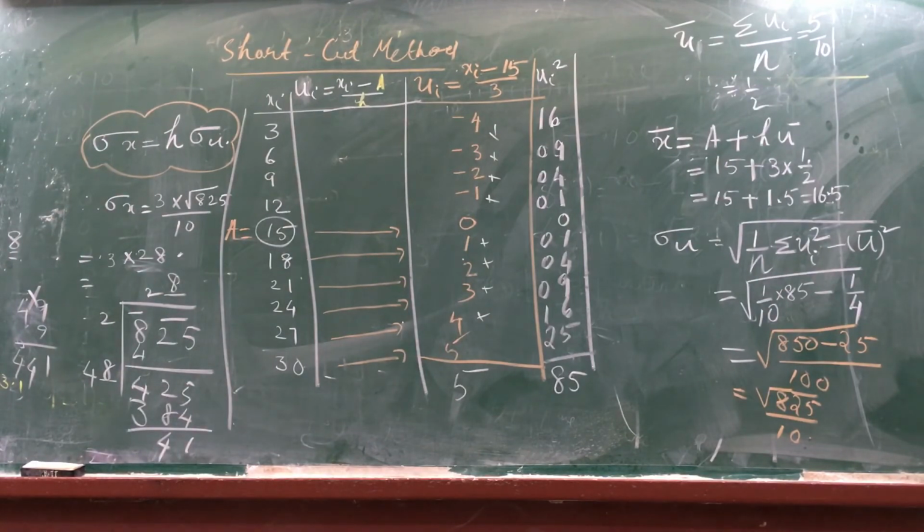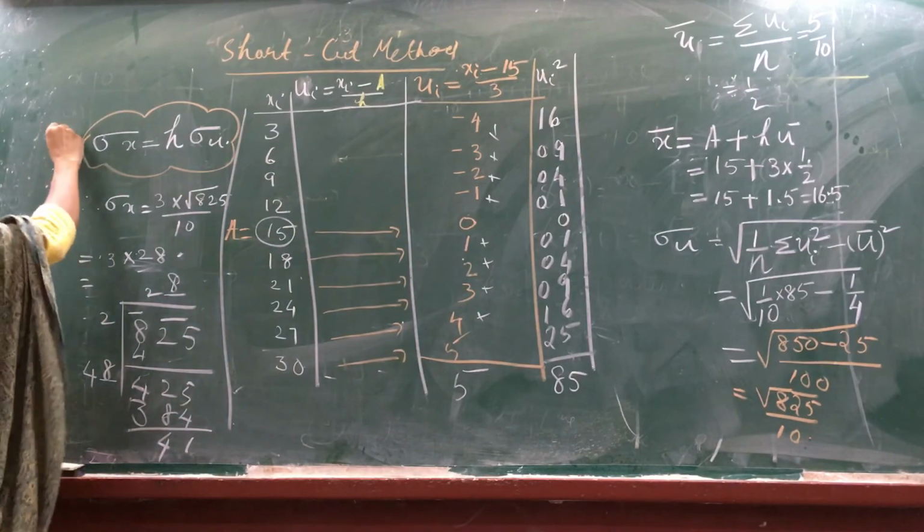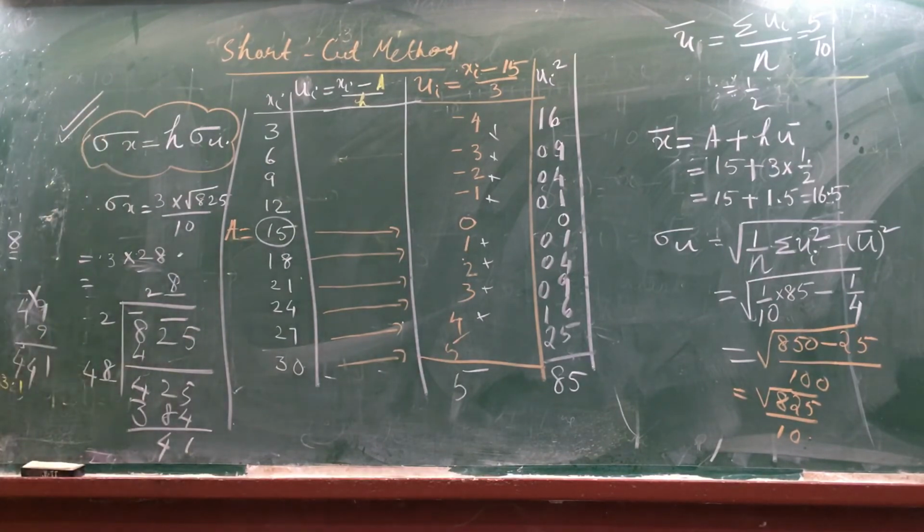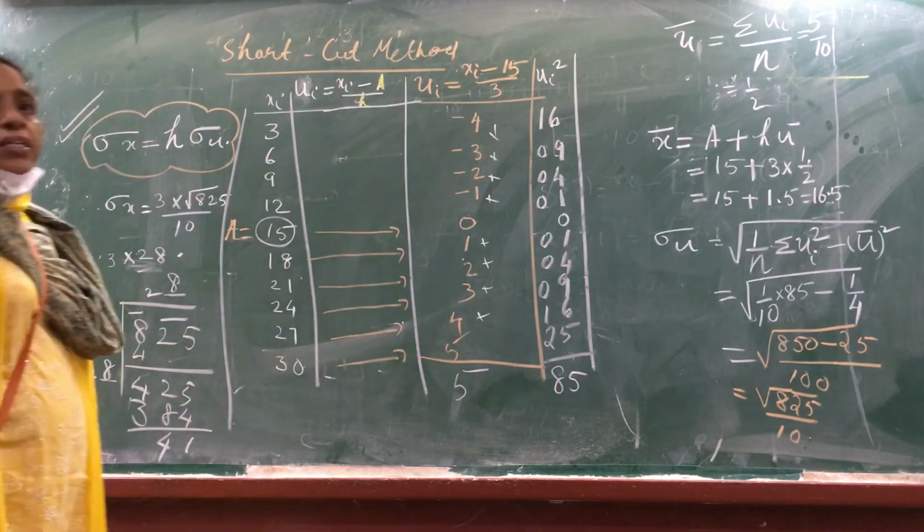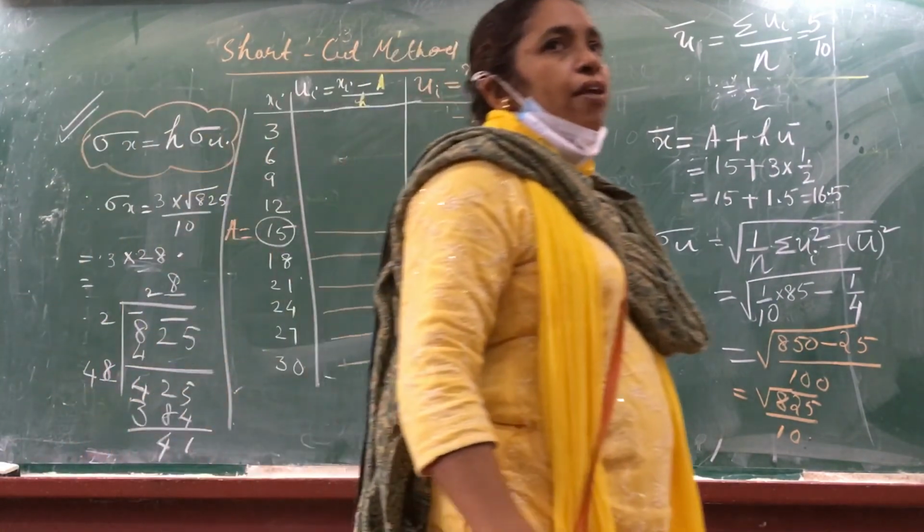Now the most important formula is this. You can expect one question from here. Sigma x equal to h into sigma u. Then what will be sigma square x? Please write down this. Find mean, standard deviation and variance of. The question here is find mean, standard deviation and variance of.